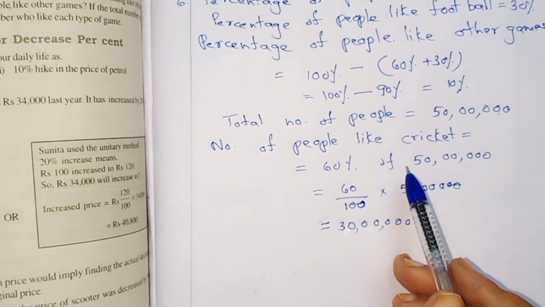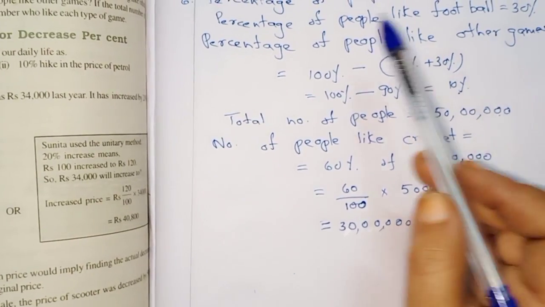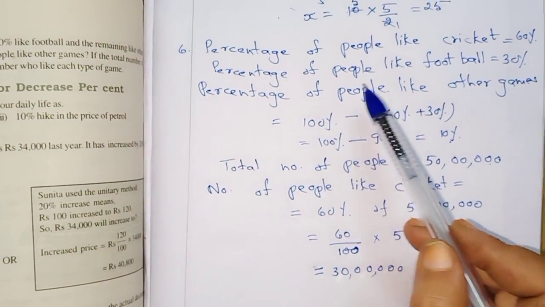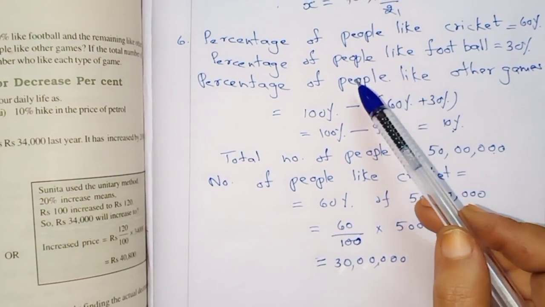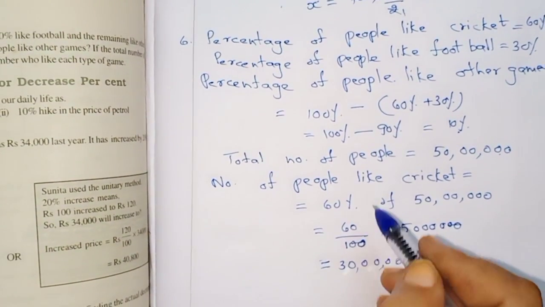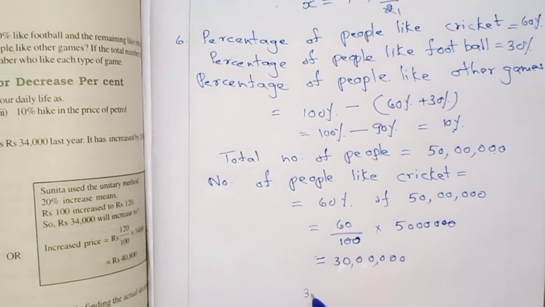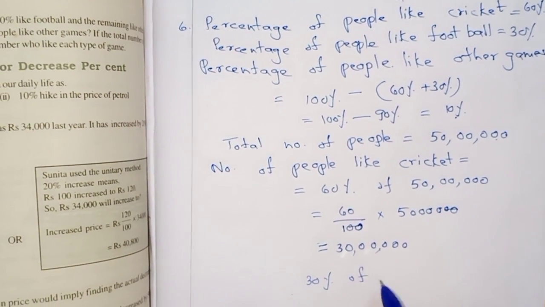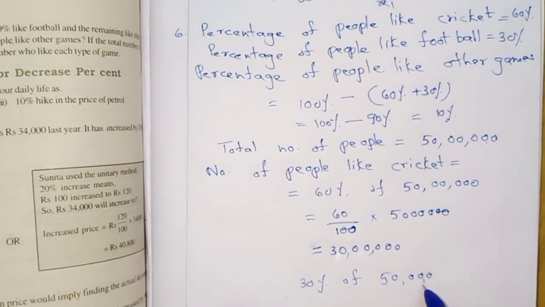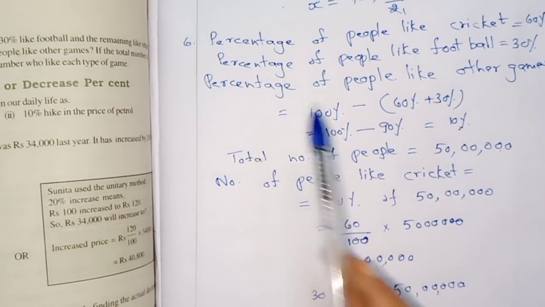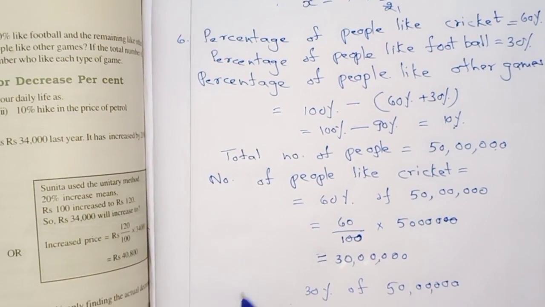In the same way you have to find out the percentage of people who like football. So 30%. How will you find out the number of people who like football? By using the same method, 30% of 50 lakh. And in the same way, this is who like football.